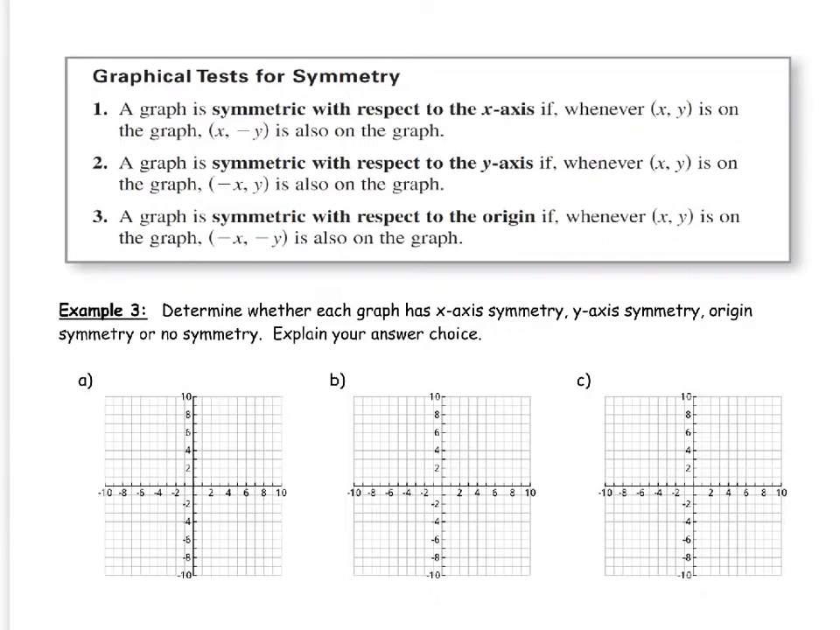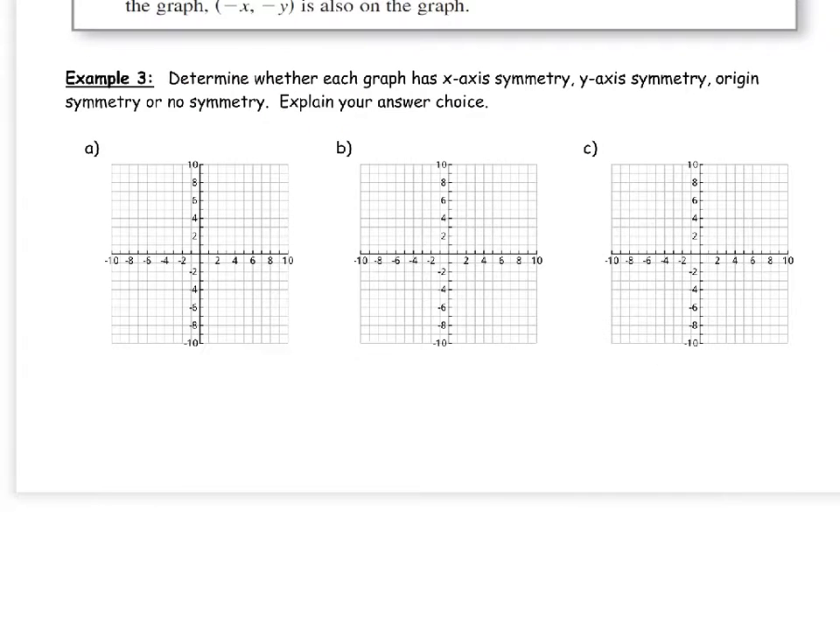So what I just said is kind of summarized in the box here, and I encourage you to take a moment to read through this or look back to it at any time that you need to help you determine whether a graph has x-axis, y-axis, origin, or no symmetry at all. So let's move on to example 3.